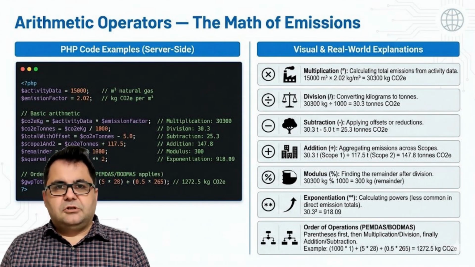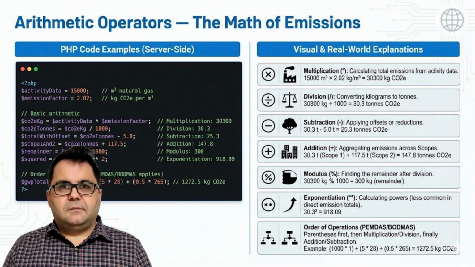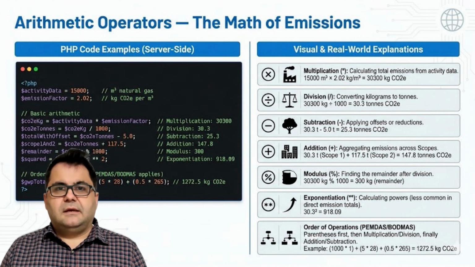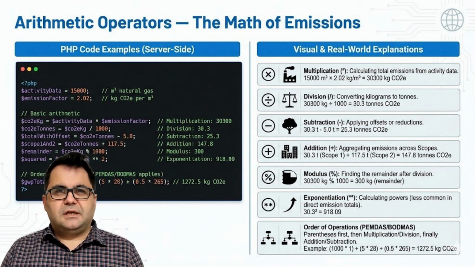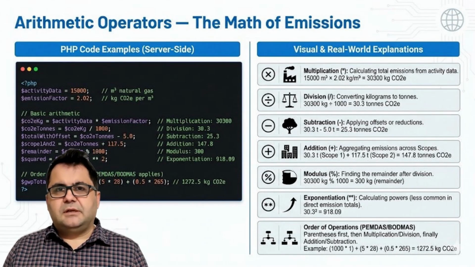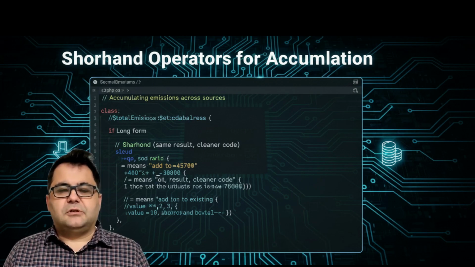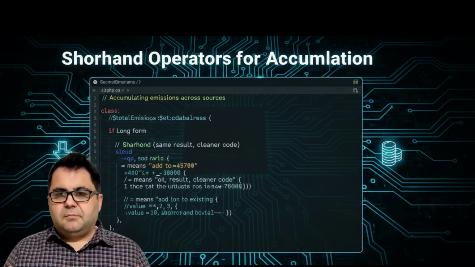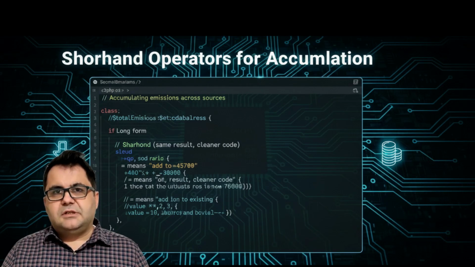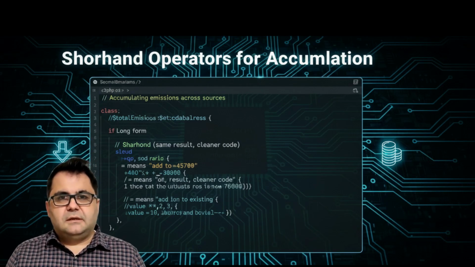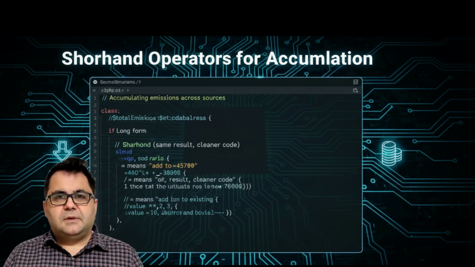The order of operations follows standard math rules: multiplication and division before addition and subtraction. Use parentheses to make your intent explicit, especially in complex GWP calculations. That last example calculates total GWP from a mix of 3 gases. When you're building up a total, like adding emissions from multiple sources, the combined assignment operator, plus equals, is much cleaner than writing out the full addition each time. This pattern is extremely common in our platform.